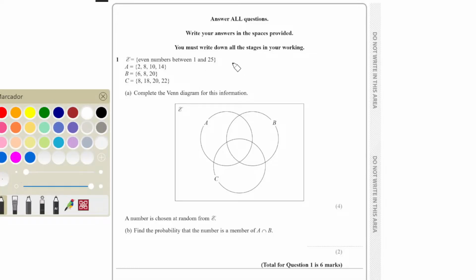Alright, so question 1, we've got here the universal set is even numbers between 1 and 25, and then you've got A, B, and C. So what I tend to do, if they give it to you worded like this, is I would just list out those numbers, because it's quite easy to fill in A, B, and C, but you want to make sure you're also getting any numbers that are not in A, B, and C. Even numbers between 1 and 25, so that's 2, 4, 6, 8, 10, 12, 14, 16, 18, 20, 22, 24.